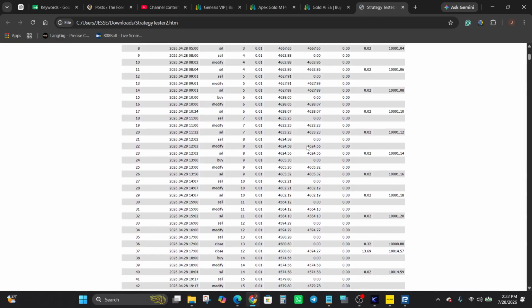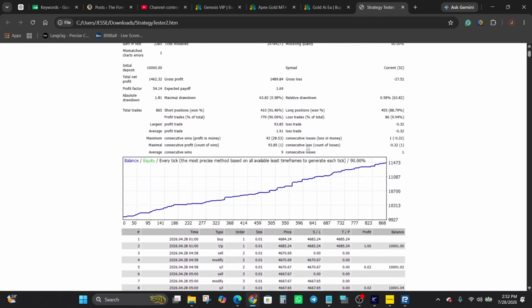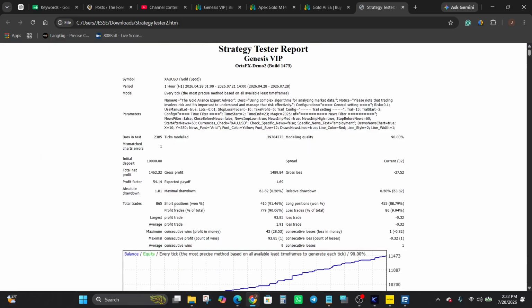Entries occurred frequently, with positions quickly managing risk using tight stop loss adjustments and trailing stops to capture short-term price movements. Over the course of the 3-month testing period, the EA generated a total of 865 trades, and out of these 865 trades, 779 trades were profitable, giving it an observed historical win rate of roughly 90%. The long positions achieved an 88.79% win rate, while the short positions landed at 91.46%.